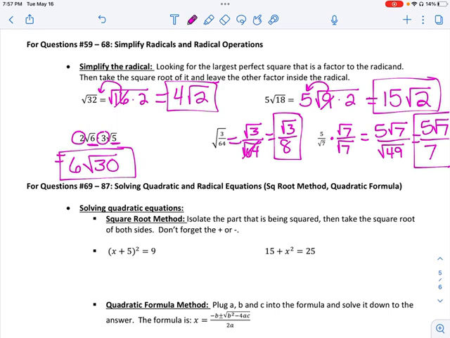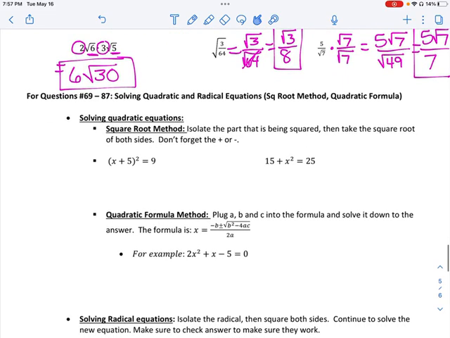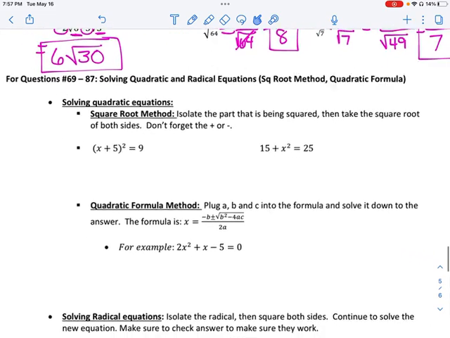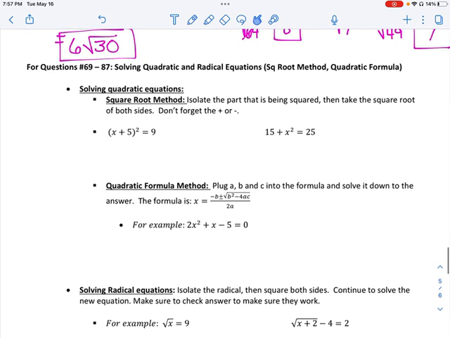And that's how we do that process of simplifying and some operations. Next part here, we're going to look at how do we solve quadratic and radical equations. So here, remember what we do, the square root method is we are going to isolate the part that is being squared. We take the square root, and then we solve whatever is left. So the first thing I do is I look, the part that is being squared is right there. It is all by itself, so I'm going to take the square root of both sides.